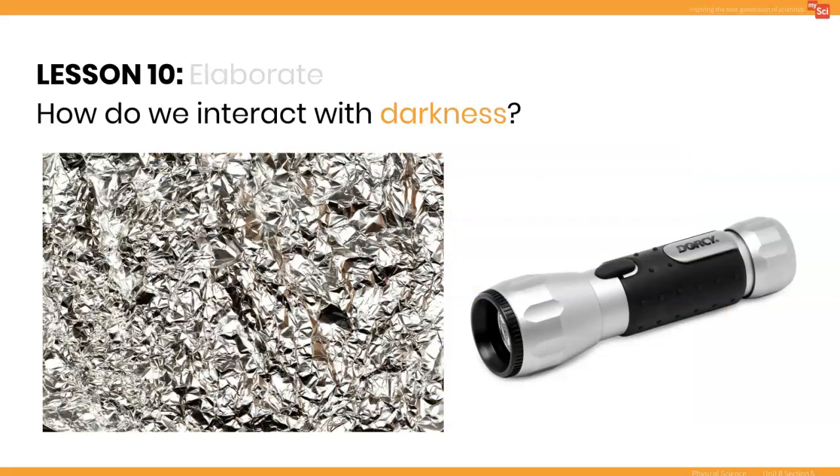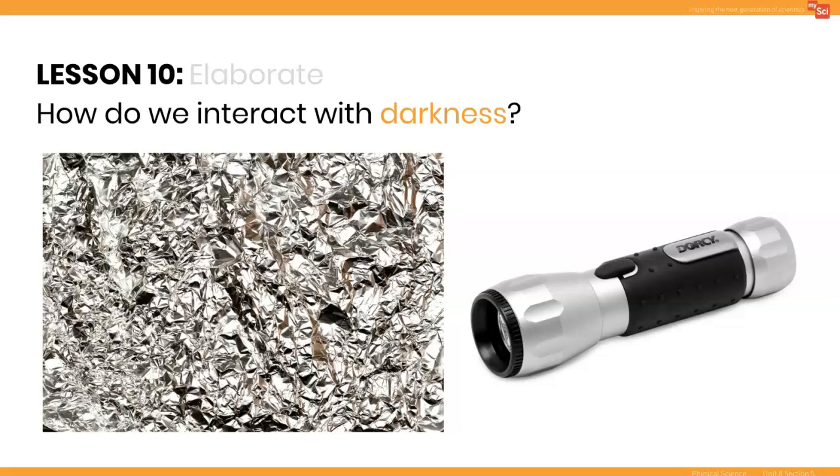In the elaborate portion of this lesson, you'll need to get the foil and the flashlights out of the mySci kit. You'll ask students, what will happen if we shine the light on foil? How can we use the flashlight to illuminate objects in the dark? You'll then turn off the classroom light and have students shine their flashlight on the foil. Use words like light source and reflector as students are exploring how the light interacts with the foil.